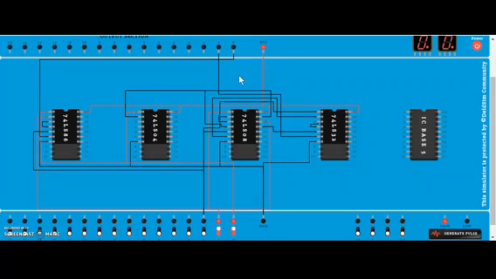I hope you all understand the working of the half adder, half subtractor, full adder, and full subtractor. For today, we will stop here. In the next practical, we will see experiment number 2.